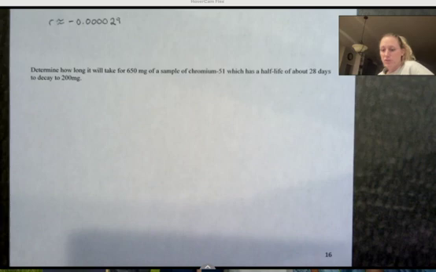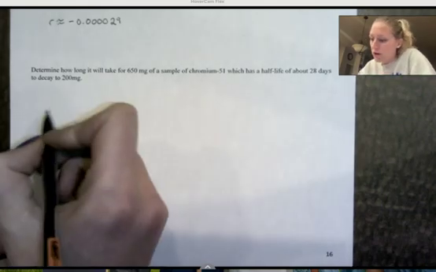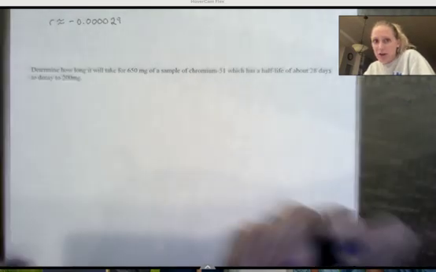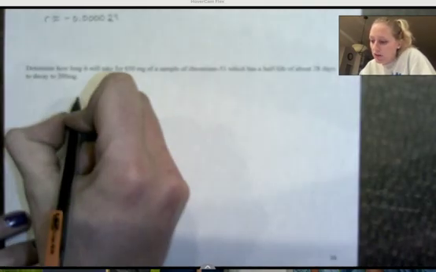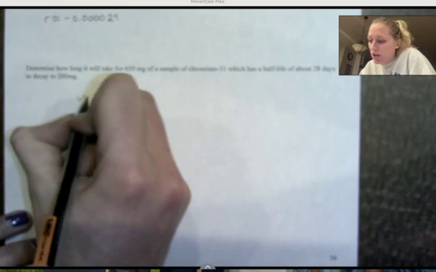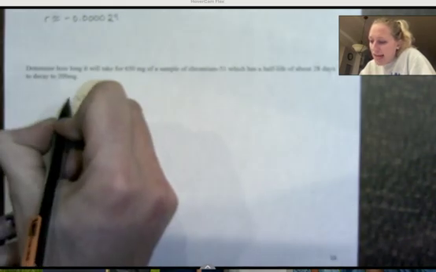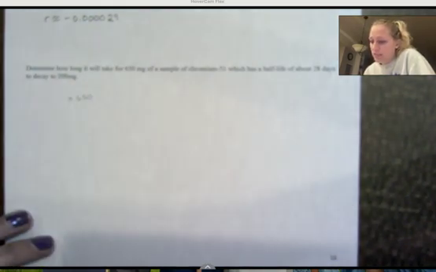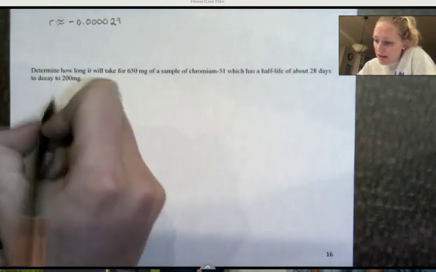Determine how long it will take for a 650 milligram sample of chromium 51, which has a half-life of about 28 days, to decay to 200 milligrams. Okay, so again, I have to find the rate at which it's decaying first. Okay, so we are going to, again, use the half-life. So we're starting with 650 milligrams, okay? And half of that, right, if I do 650 divided by 2, is 325.